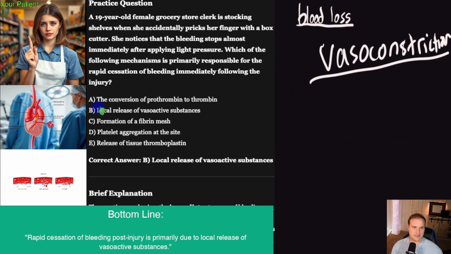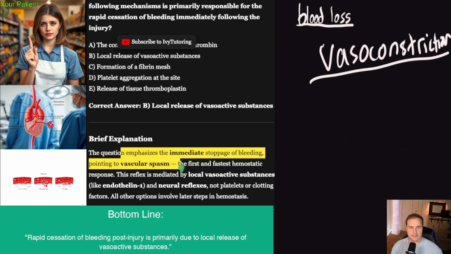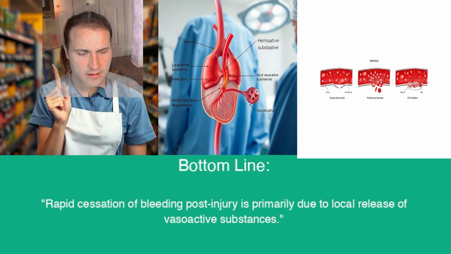And so that's why the answer is the local release. It's that immediate stoppage, which is the vascular spasm, the local secretion of endothelin. Here's the bottom line. Rapid cessation of bleeding post-injury is primarily due to the local release of vasoactive substances.